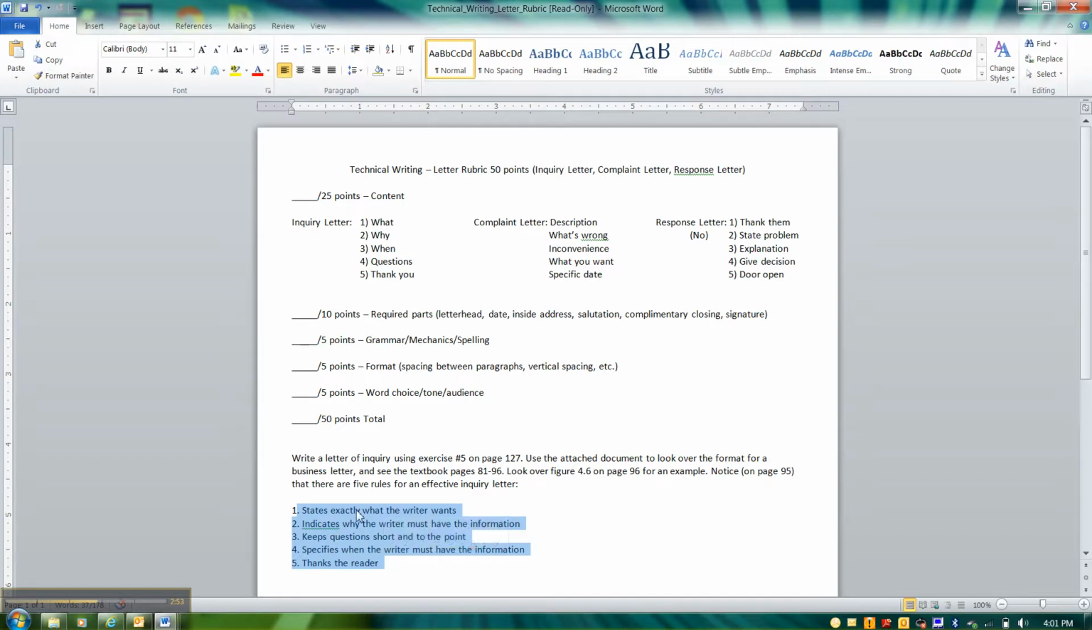Number 1, state exactly what the writer wants. Number 2, indicate why you need the information you're asking for. Number 3, keep the question short and to the point. Number 4, specify when you need the information. Number 5, thank the reader. So those 25 points will come from content. 10 points will be that you have all the required parts that you need for a business letter. 5 points towards grammar and spelling and mechanics. 5 points towards format, and 5 points towards word choice.